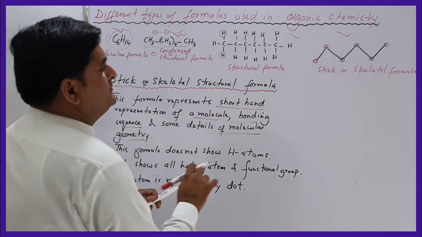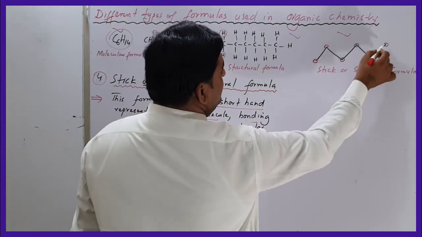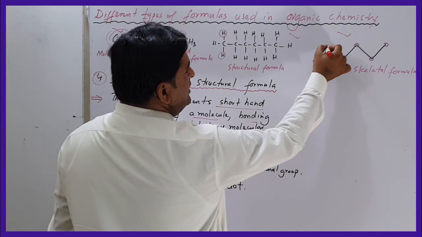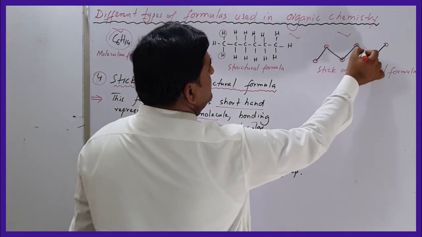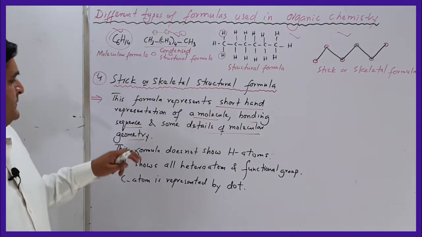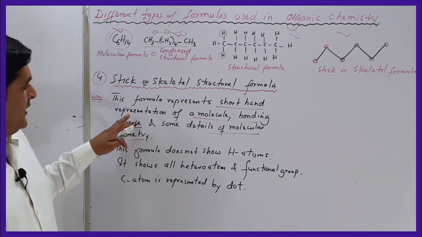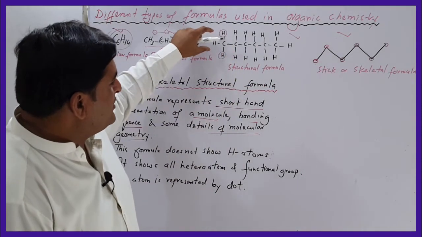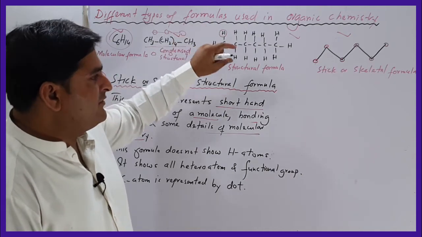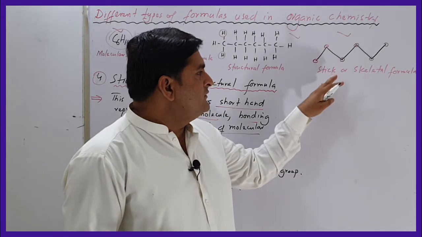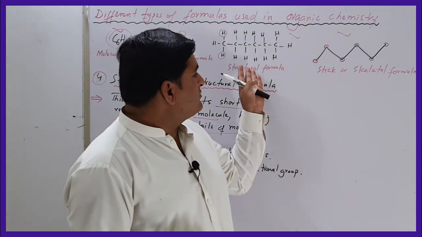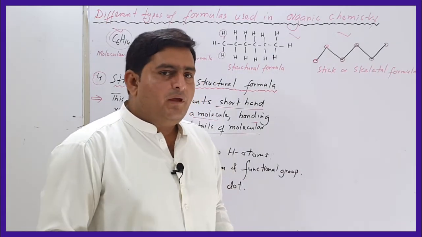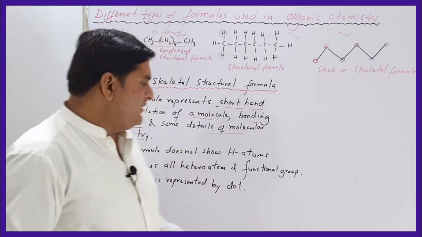For example, this is represented in a zigzag way. So what is the bonding sequence? This carbon is bonded to this carbon, which is bonded to this carbon, which is bonded to this one. So it shows the bonding sequence and the representation of the molecule. If we draw each and every hydrogen as mentioned in the structural formula, it takes very much time, so to save time, the structural or condensed formula is converted into the skeletal formula, to make things easier.